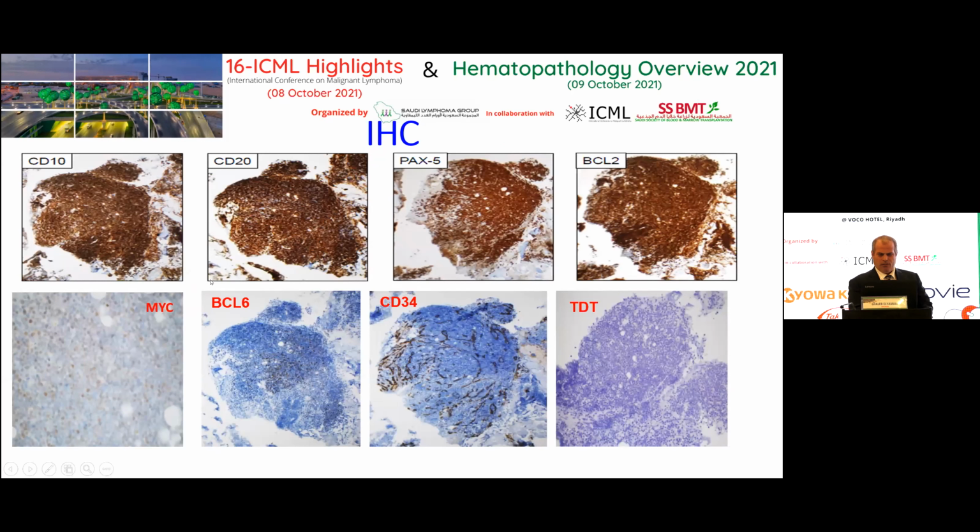We found CD10 is positive, CD20, BAX, BCL2 positive, and MYC is partially expressed. If you look carefully, it is partially expressed. As we know, to interpret MYC expression, we need more than 40% of the cells to be positive. It looks like 40% or a little bit less, so it is equivocal, positive or negative. BCL6 is clearly negative. CD34 and TdT are negative. So we are dealing again with mature B cells.